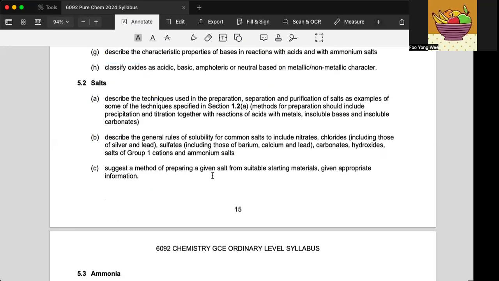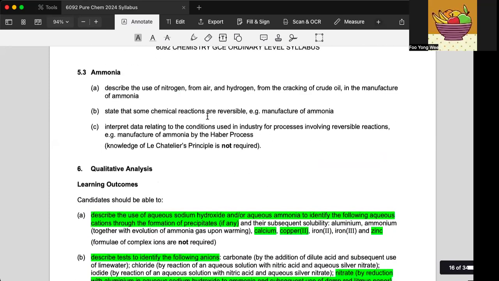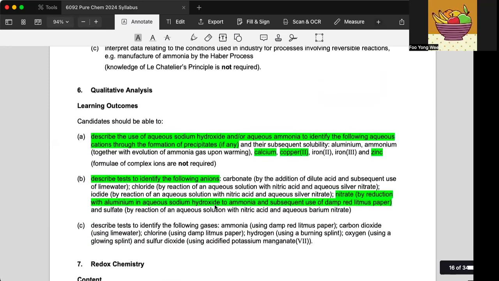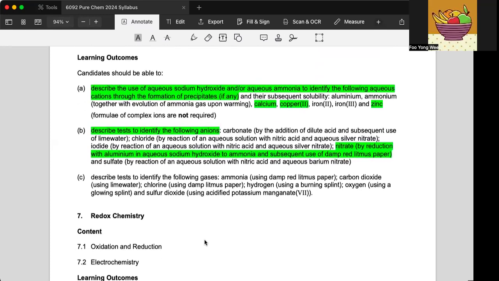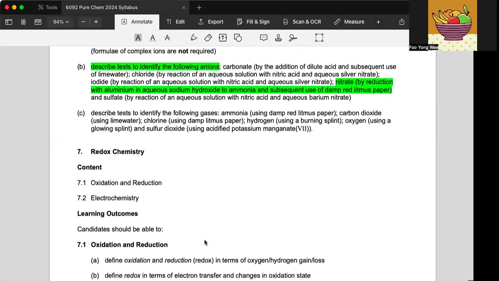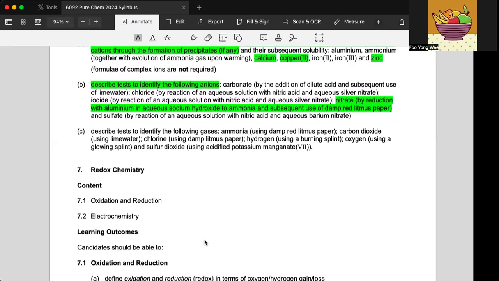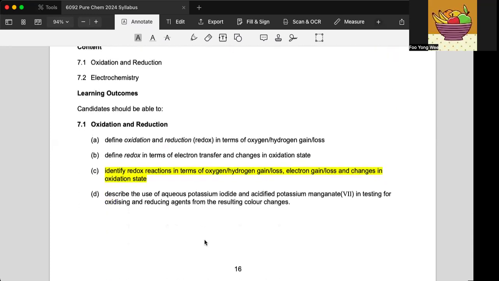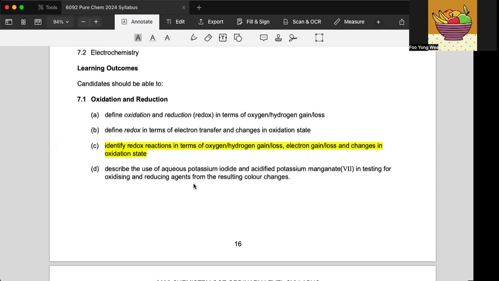Salts preparation, I feel that it's extremely important, as it has not been tested for two years already. Ammonia, do pay attention as well. Qualitative analysis, yes, also. Don't think that if it came out for practical, it will not come out for theory. That's wrong. Redox chemistry, yes, every year there will be some questions on it, but not heavy weightage.